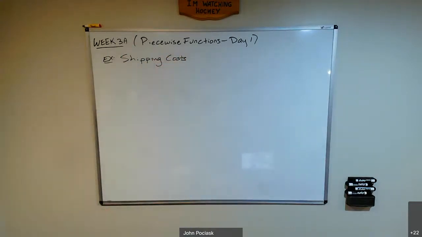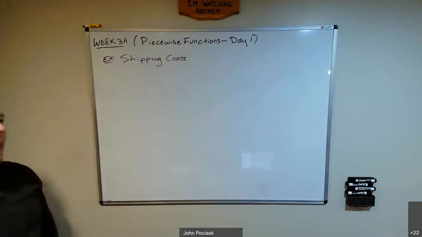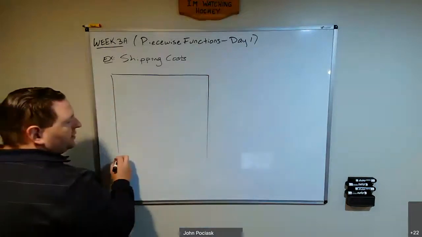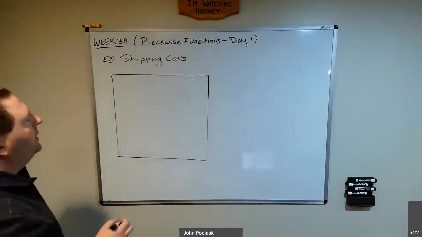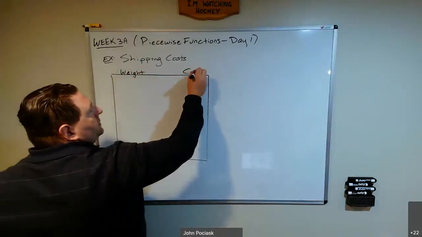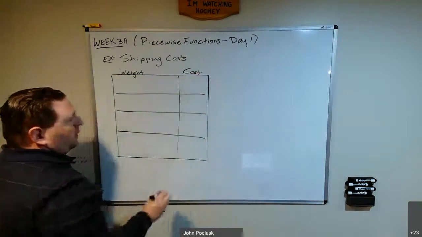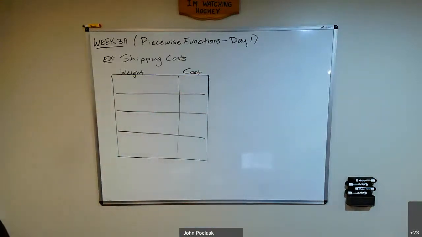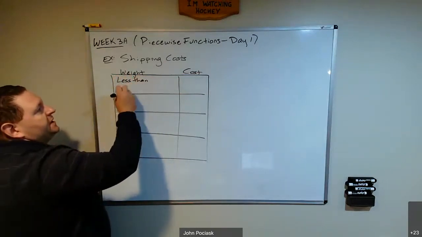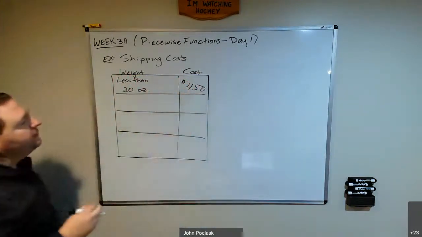So if you were to walk into, like, a UPS store or something like that, and you want to send a package, you usually have some sort of a chart on the wall that tells you how much it's going to cost you to send your package, usually based upon weight. So we'll do it that way. So we'll make a chart. So if the package weighs less than, let's say, 20 ounces, it costs you $4.50 to send it.